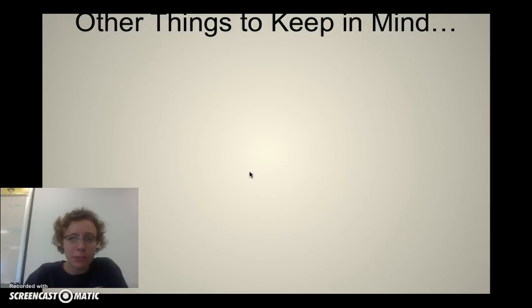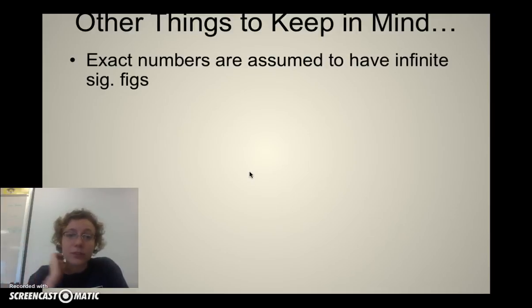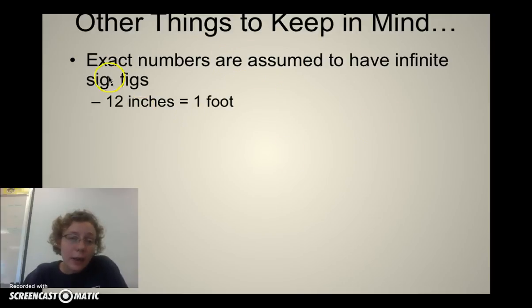Okay, so some other things to keep in mind. Exact numbers are assumed to have infinite significant figures. So again, exact numbers, the very first thing we talked about, those are the definitions as well as the counting numbers. So if we have the definition that 12 inches is equal to 1 foot, when we're using that in a calculation, we don't use any of these to round for significant digits. So even though there's 2 sig figs here and 1 sig fig here, we don't go by that when we're rounding significant digits. We only go by the measurements in order to round for sig figs.